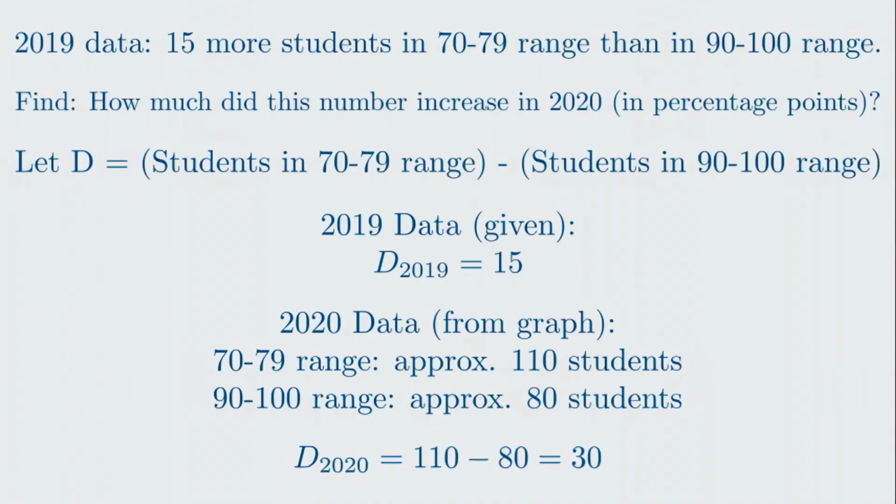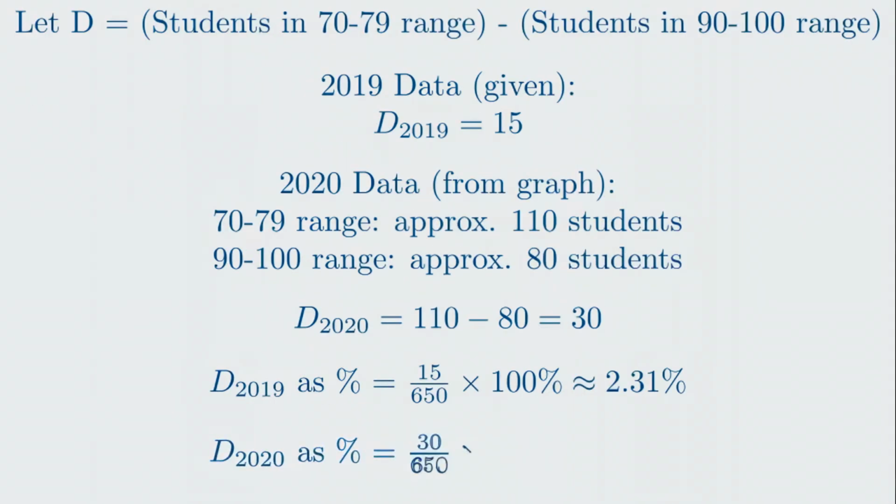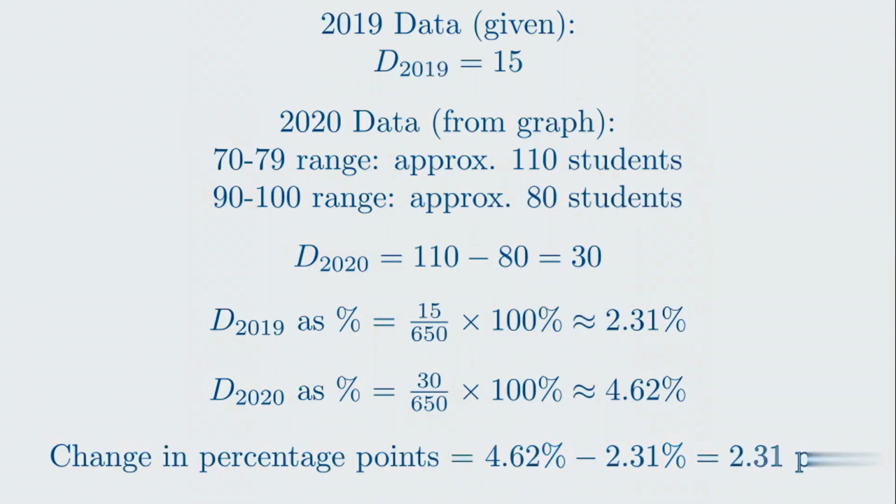The question asks for the change in percentage points, not a percentage increase of students. It wants to know how the difference D changed as a percentage of the total student body. So let's express both D 2019 and D 2020 as a percentage of the total 650 students. For 2019, 15 students is 15 divided by 650, which is about 2.31%. For 2020, 30 students is 30 divided by 650, which is about 4.62%. The change in percentage points is the difference between these two percentages. 4.62% minus 2.31% is approximately 2.31 percentage points. This doesn't match the options perfectly, which is often the case when reading approximations from a graph.